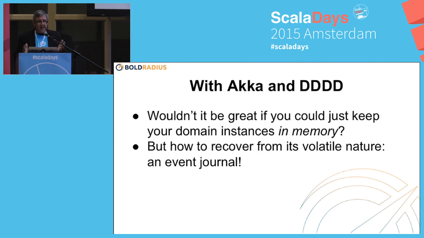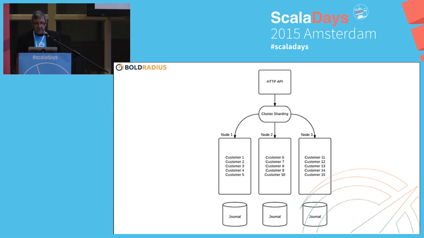So, wouldn't it be easier and faster if we could just keep all your domain instances in memory? Have everything memory resident? That's great. What happens when the lights go out, of course, is the eternal question. How to recover from the volatile nature, to be more technical about it. Well, an event journal might start to answer that question. And that's the beginnings of the pattern that I want to describe.